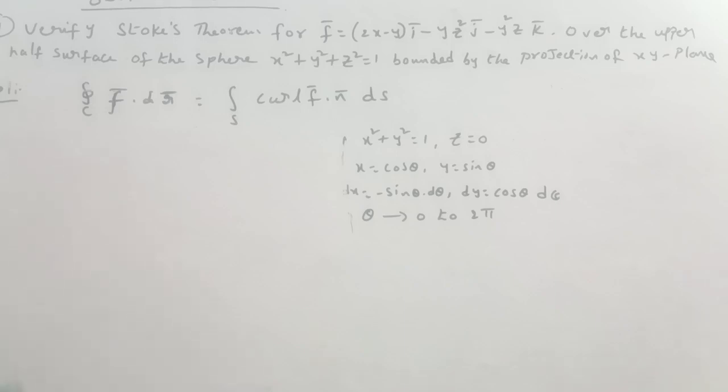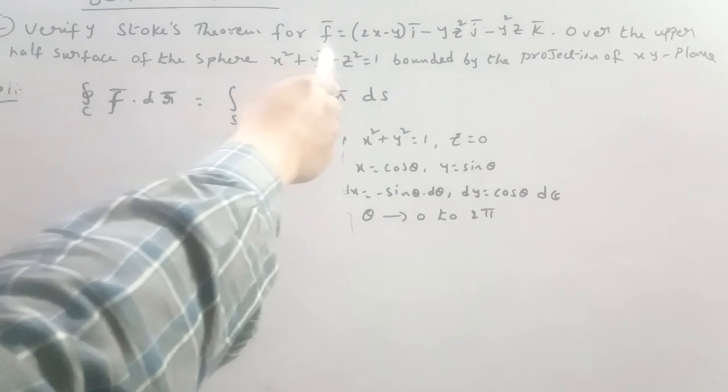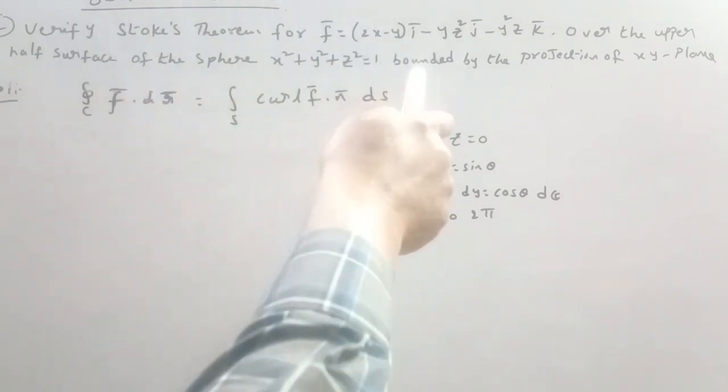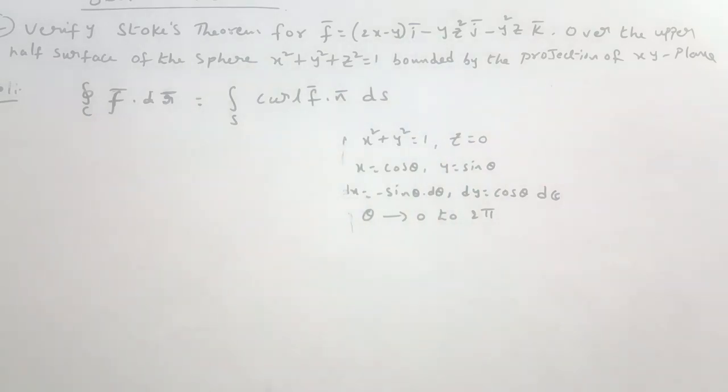So we'll see another problem on Stokes theorem. In this video, we'll discuss another problem on Stokes theorem. Verify Stokes theorem for F bar equal to (2x minus y) i bar minus yz square j bar minus y square z k bar over the upper half surface of the sphere x square plus y square plus z square is equal to 1, bounded by the projection on the xy plane. Projection on the xy plane means z is equal to 0.